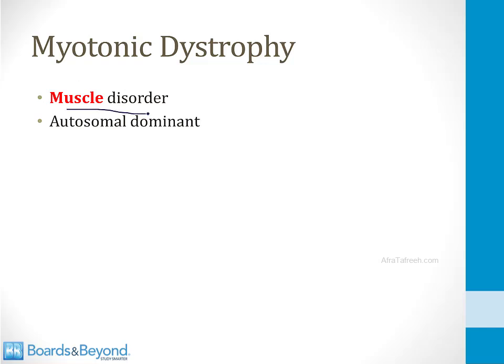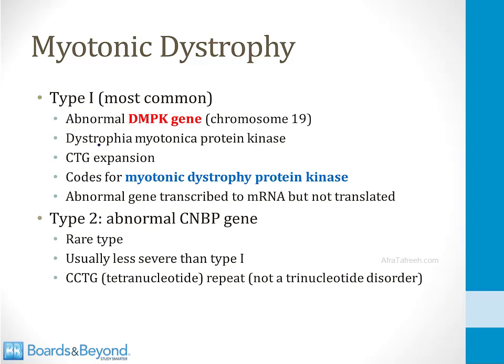This is a muscle disorder. It's considered one of the muscular dystrophies, along with Duchenne and Becker muscular dystrophy, and myotonic dystrophy is an autosomal dominant disorder. There are a number of subtypes of myotonic dystrophy. The most common type is called type 1. This is caused by an abnormal DMPK gene on chromosome 19. DMPK stands for dystrophia myotonica protein kinase.